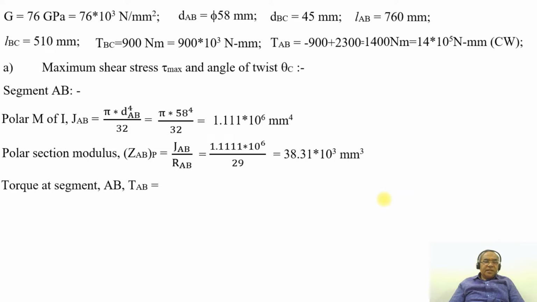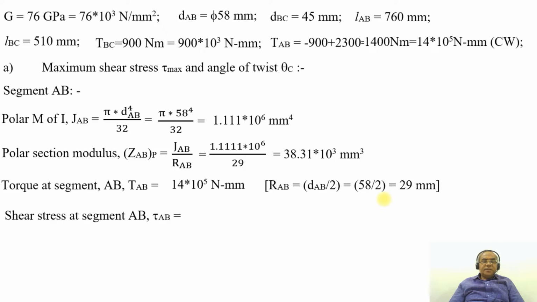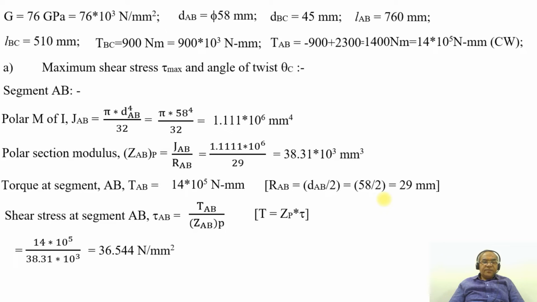Similarly, the torque at segment AB, TAB, will be equal to 14 into 10 to the power of 5 Newton mm. RAB will be equal to DAB by 2, which is 58 by 2, which is 29 mm. That was what I already told you. Similarly, the shear stress in the segment, tau AB, will be equal to TAB by ZAB, because the general equation is T equal to ZP into tau. Substituting the values, 14 into 10 to the power of 5 divided by 38.31 into 10 to the power of 3. On simplification, you will get 36.544 Newton per mm square.